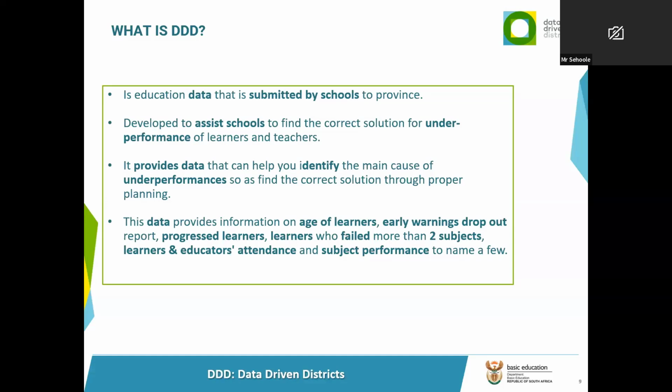This data provides information on the age of the learners, whether the learners are at risk of failing, whether the learners are progressed, how they are doing. Do they need support? Learners who fail more than 2 subjects, how do we assist them? So DDD is very important software that is assisting the schools to zoom into the main problem.